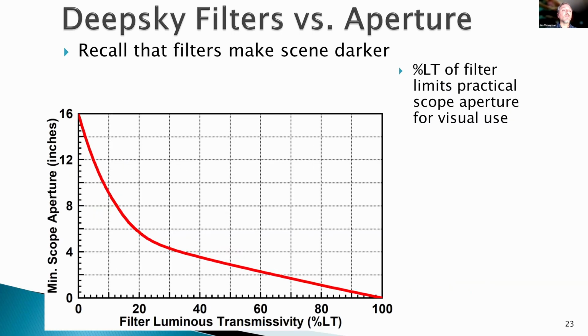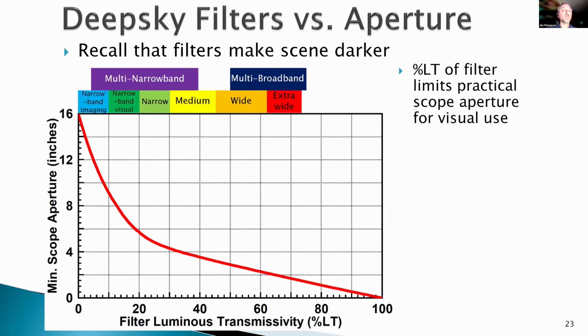This plot provides a general recommendation for how dark a filter you can use for different sized scopes. At the top, I have marked off the ranges of percent LT that are common for the different categories of deep sky filter. So, for example, if you wanted to use a typical medium broadband filter, so that's the yellow bar there, with a 4-inch refractor, you would probably be okay. Trying to use a narrowband visual filter, so that's the darker green band, is probably pushing your luck with a 4-inch refractor.